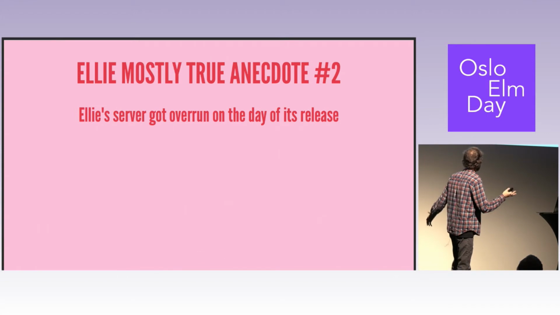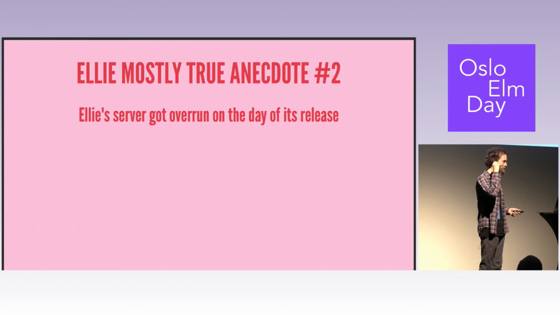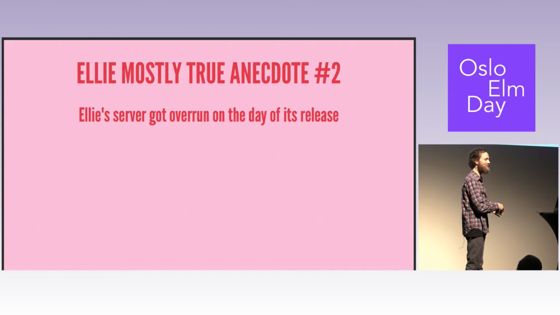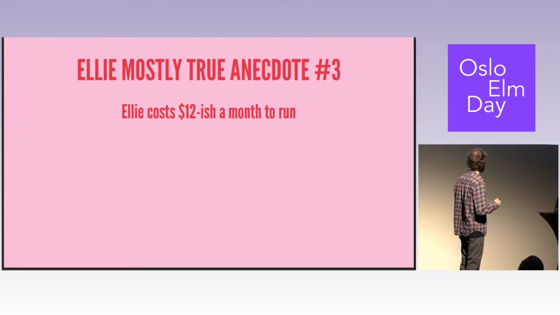So, mostly true facts, mostly true anecdote number 2: the first day that I released this, the Ellie server got overrun because somebody posted it on Hacker News, and I wasn't prepared. I had not done certain things correctly, and it just fell over immediately. But now that it's working, it costs about $12-ish a month to run, which is not a lot of money, but it'd be cool if it was 0.